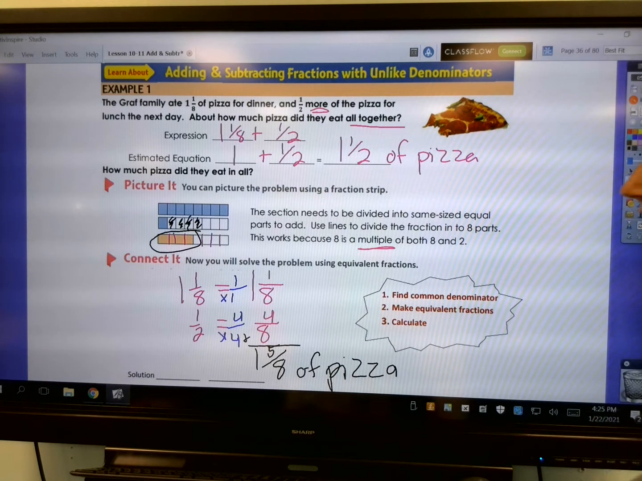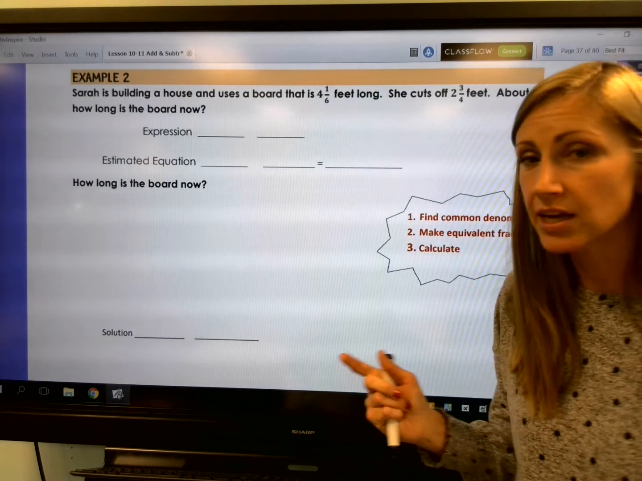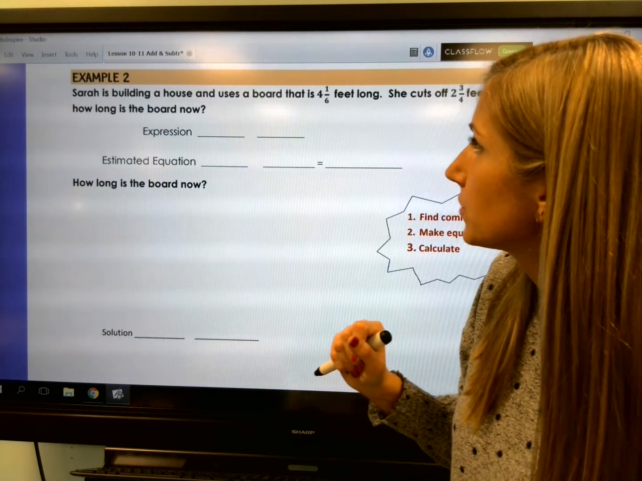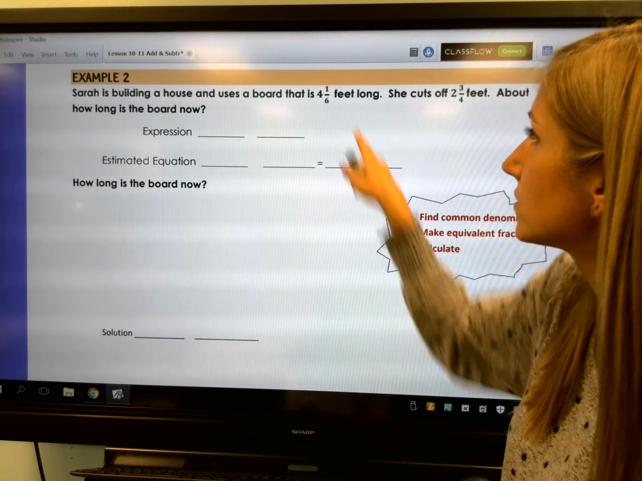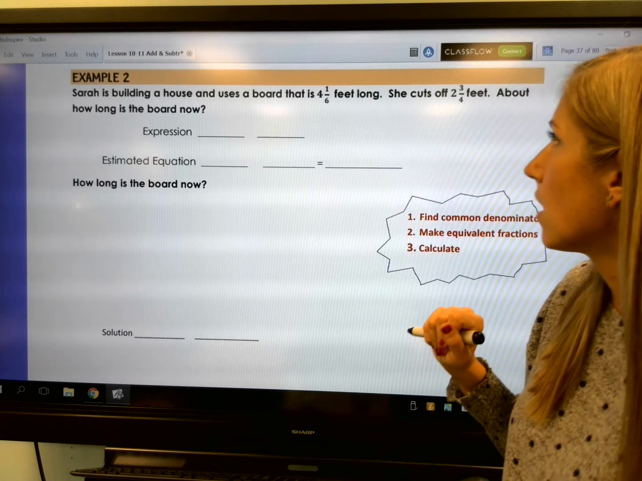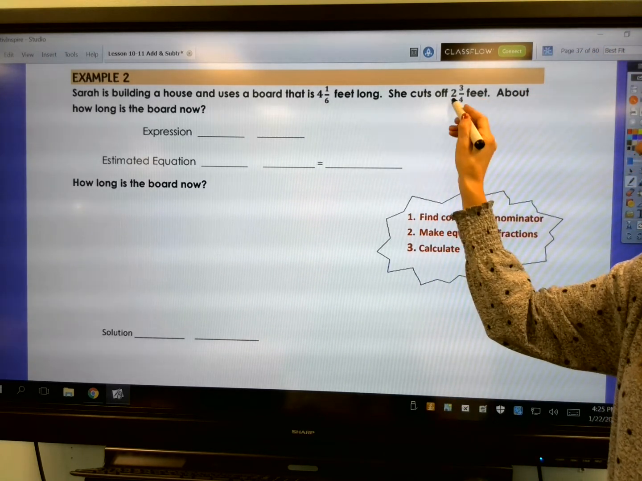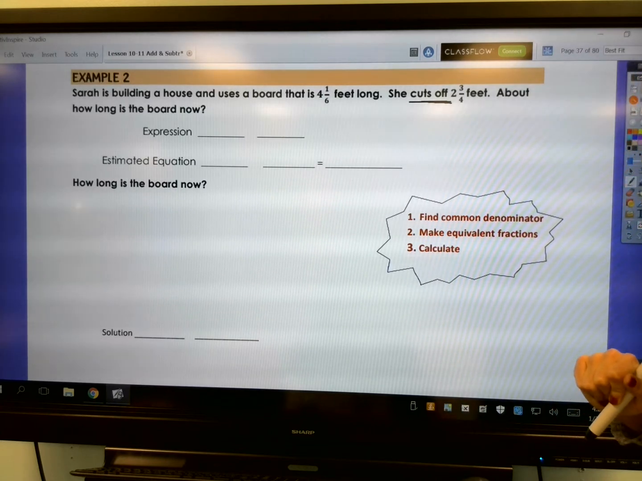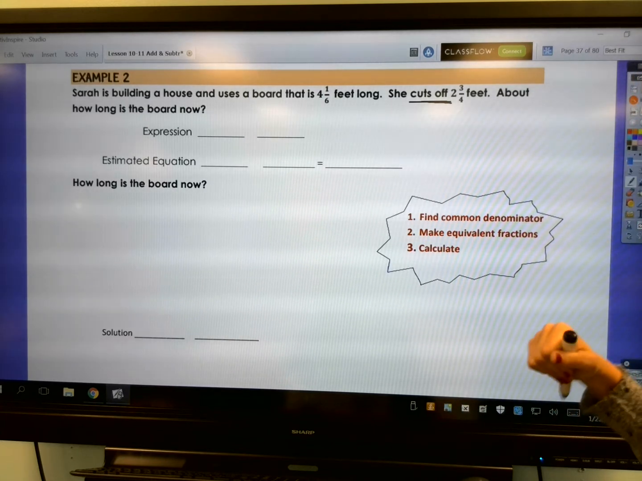So how does that differ when we get to questions like this? For example 2: Sarah is building a house and uses a board that is 4 1/6 feet long. She cuts off, kind of an important aspect there, 2 3/4 feet. About how long is the board now?